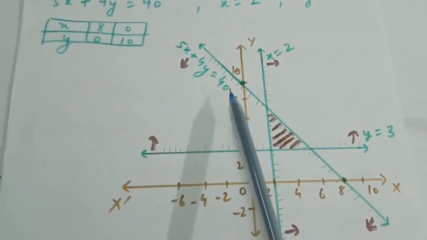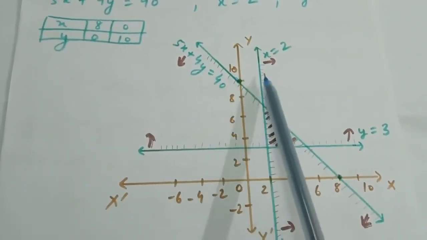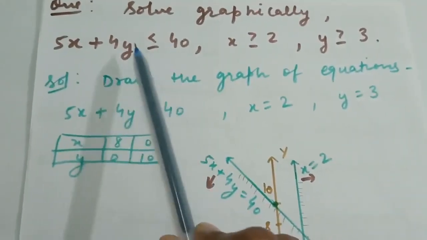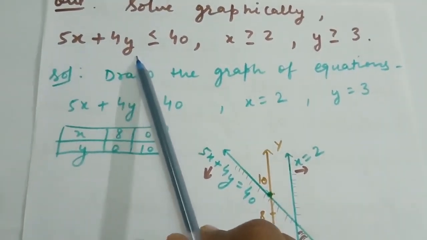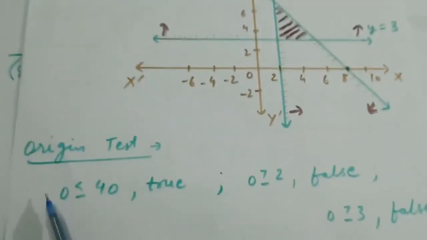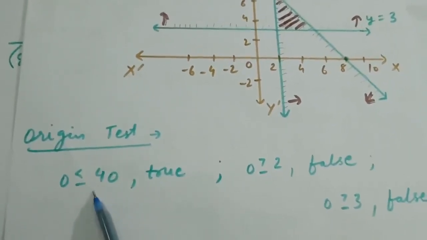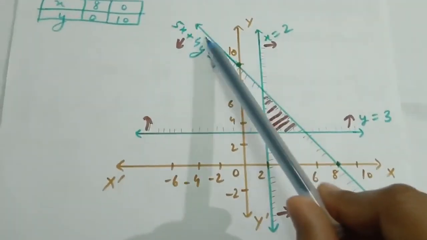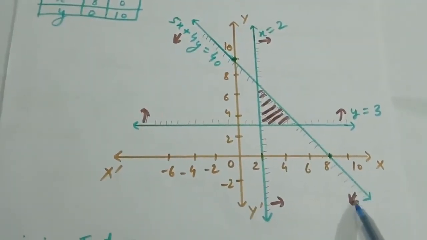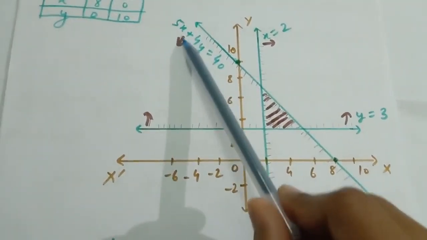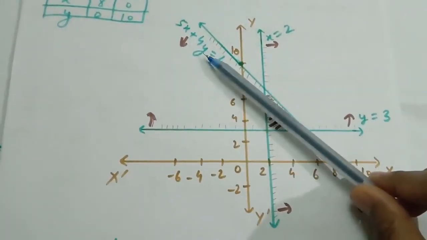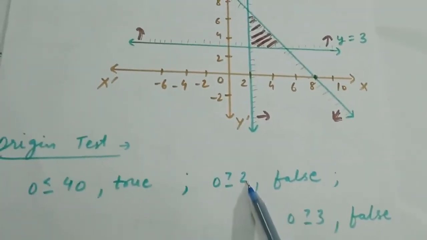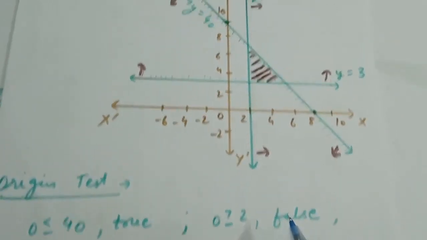Clear? Now we will do the origin test to find the solutions of the inequalities given. So when you will put 0 in the first given inequality, you will get 0 less than or equal to 40, which is true. Therefore the solution of this line will be towards the origin. So draw the arrow this side, that the solution of this line lies on this part, right? Then next, 0 greater than or equal to 2, which is false.